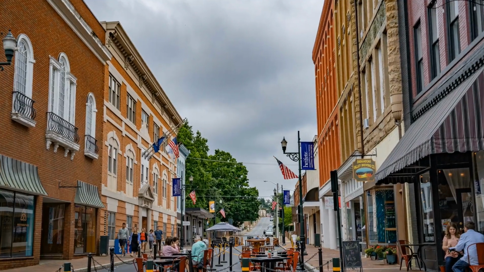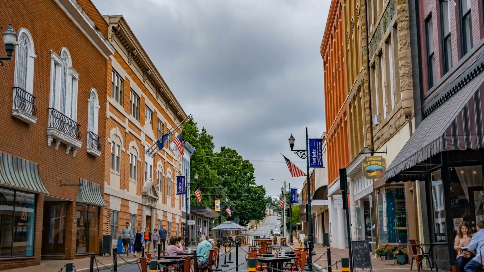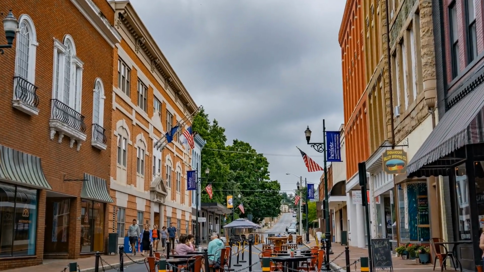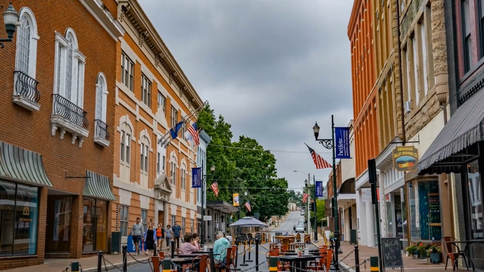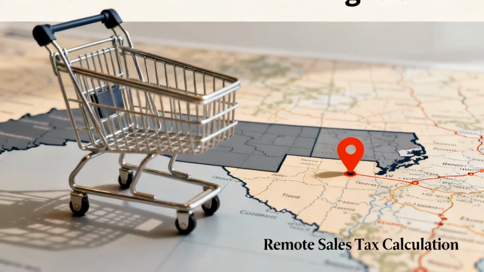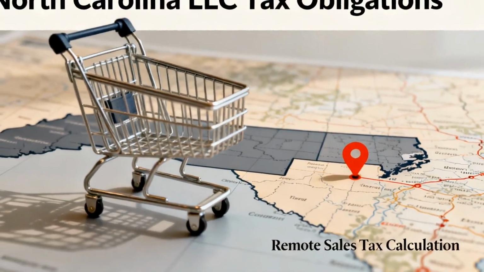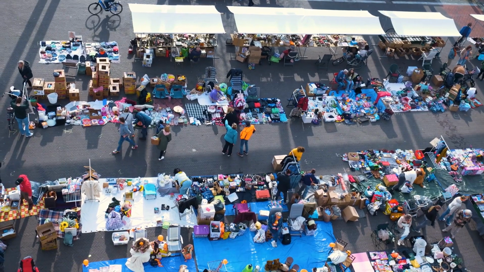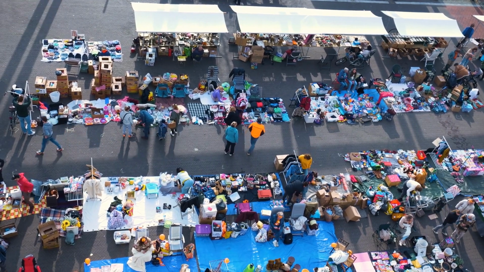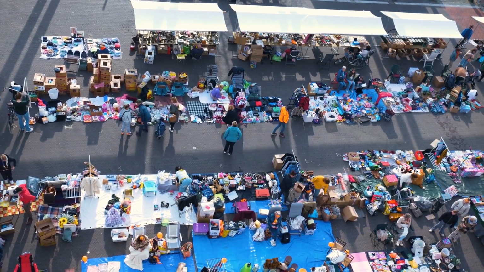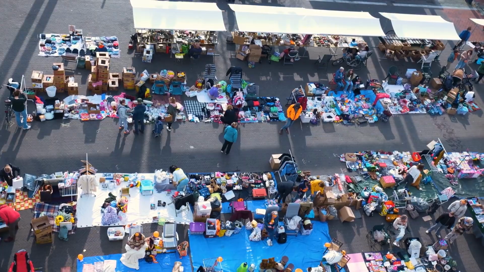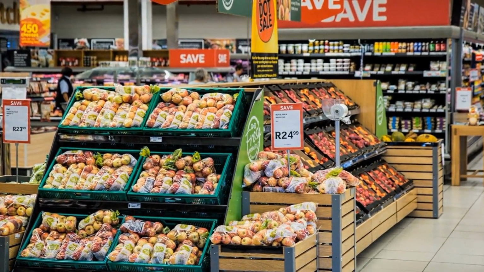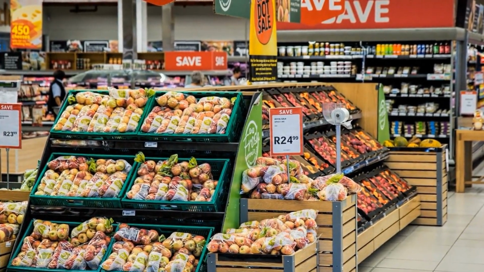For example, a store in Durham would charge 7% sales tax, which includes the state rate plus Durham's local rate of 2.25%. For online or remote sales, the tax rate is based on the buyer's location, not your business location. Taxable items include furniture, appliances, vehicles, physical goods, and even digital products like downloaded movies and music. However, gas, groceries, and prescription medications are exempt from sales tax.